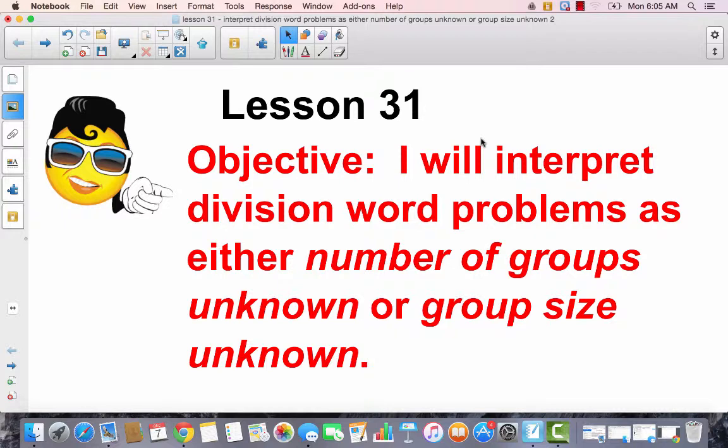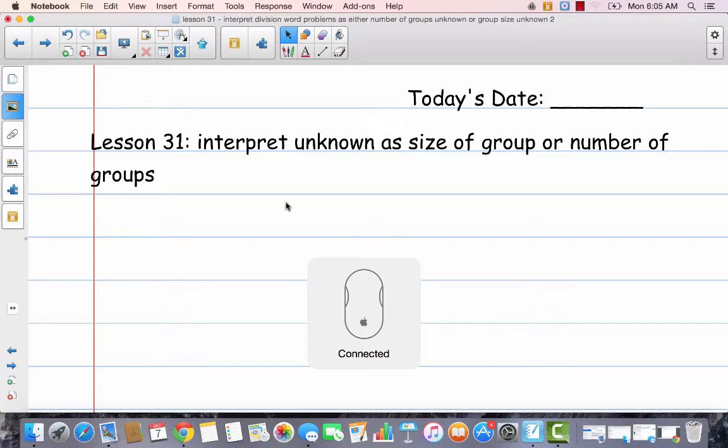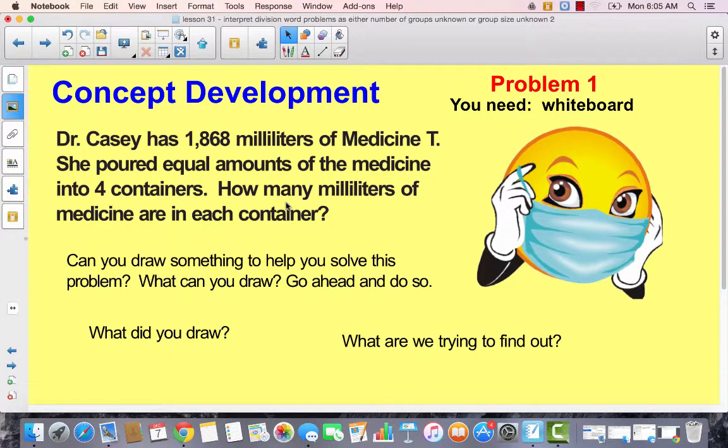All right, so in your math journals, I want you to go ahead and get it ready by putting today's date, and I also want you to write interpret unknown as size of group or number of groups, and that's going to make more sense to you as we get into this lesson a little bit more. All right, so the first thing I want you to do is just follow along. You do not need to copy this in your journal, but I do want you to follow along with me.